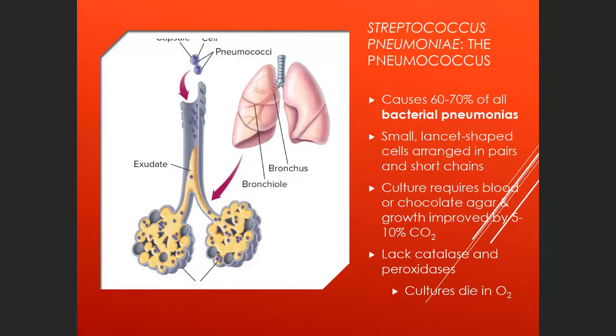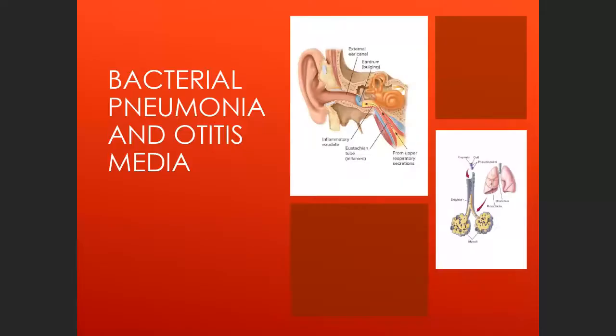Okay, the next species is Streptococcus pneumoniae. Again, this is the primary pathogen that causes pneumonia in humans. About 60 to 70% of pneumonia cases are actually caused by this Streptococcus pneumoniae. It can also cause otitis media, especially in children.